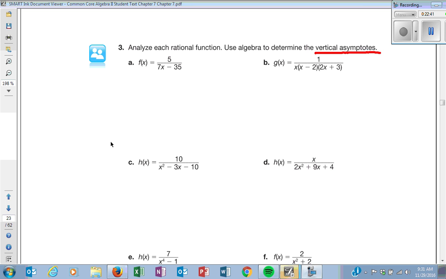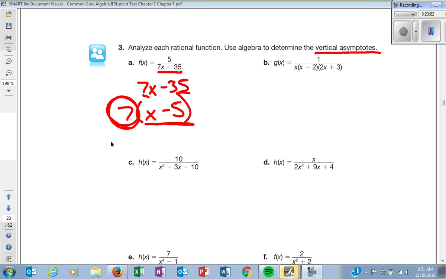So for this guy right here, if it's not factored, you need to factor it. So 7x minus 35, we're going to manipulate that. Both of these have a 7 in common. What am I left with? X minus 5. Does this part ever make a 0? Can 7 ever become 0? No, it's a constant. So I don't have to worry about that part.